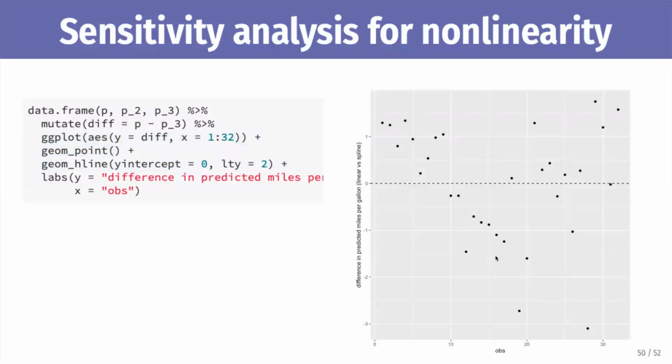And I did the same thing with the spline, and I saw pretty similarly that we were always within about 3 miles per gallon in terms of the prediction. But does that make sense to everyone? Sort of how you would do these types of sensitivity analyses? Okay.